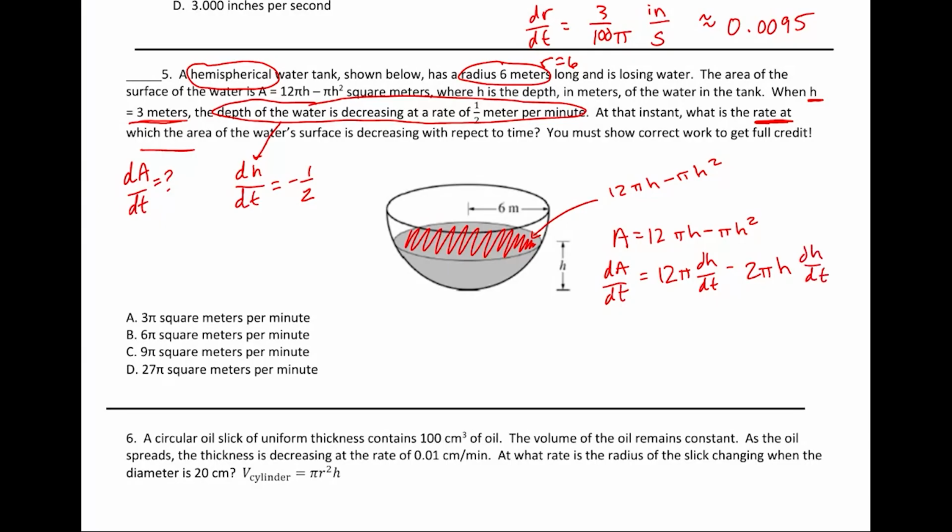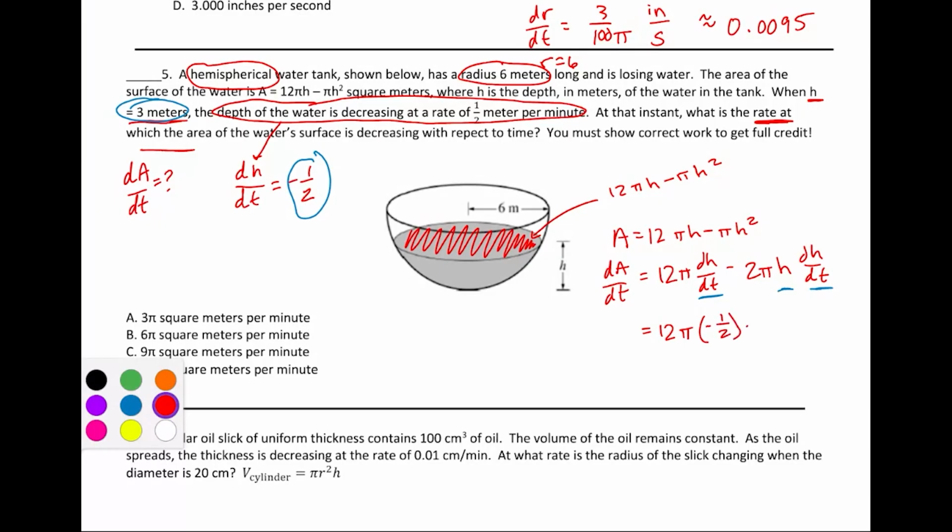And so the dH/dt is given right here. It's negative 1/2. So we'll plug that in here and here. And then the height at that time, what was it? It was 3 meters. So we're going to plug that in here. So this is going to be 12 times pi, the dH/dt was negative 1/2, minus 2 pi times the height, which is 3, times dH/dt again is negative 1/2. So now we just need to simplify this, and then we should have our answer.